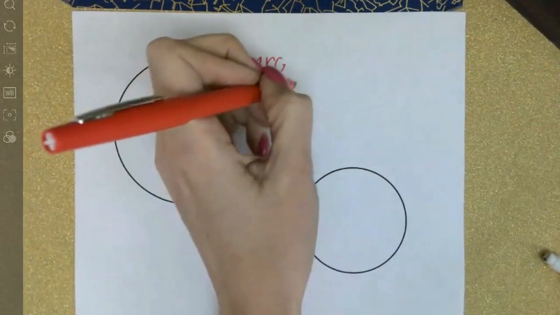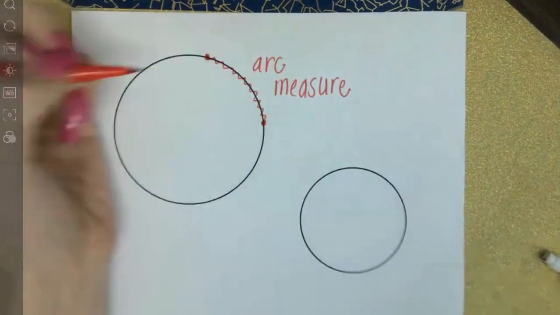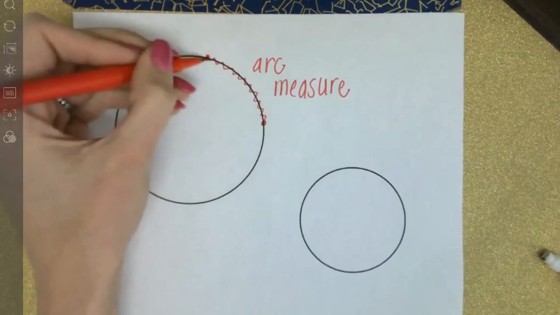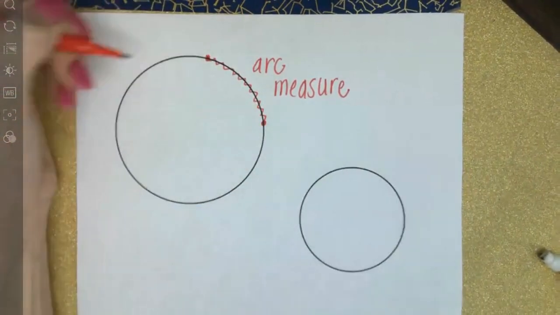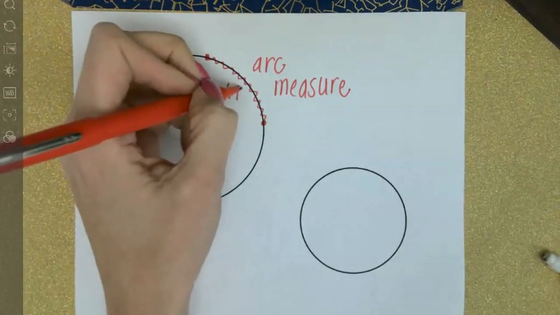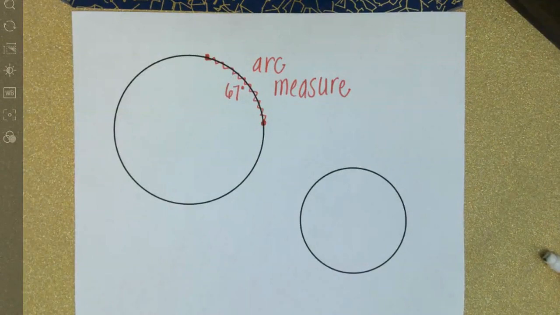An arc measure is in degrees. Usually we're going to be talking about it in degrees. So this arc is a number of degrees out of 360 all the way around. So maybe this is like 67 degrees for this arc, okay? So it's going to be some sort of degree out of 360.